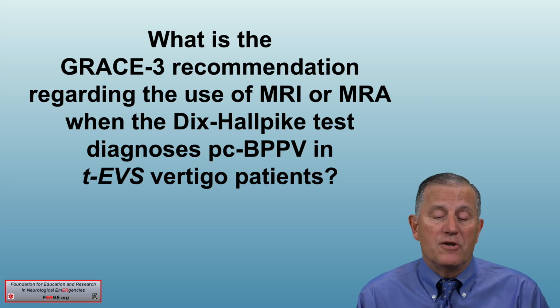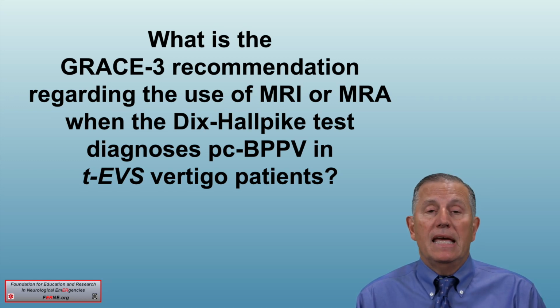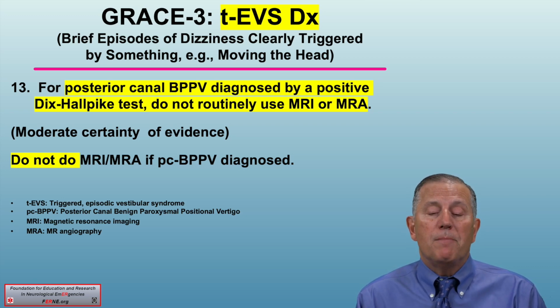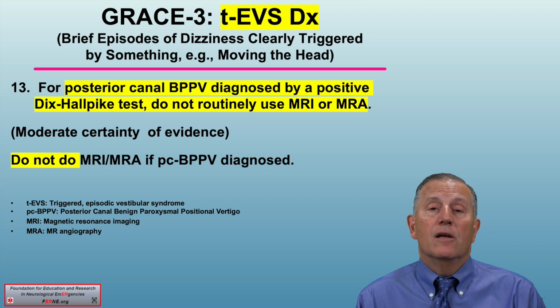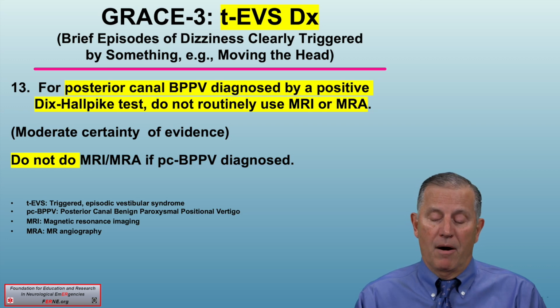What is the GRACE 3 recommendation regarding the use of MRI or MRA when the Dix-Hallpike test diagnoses PC-BPPV in these triggered episodic vestibular syndrome vertigo patients? The recommendations state, for posterior canal BPPV diagnosed by a positive Dix-Hallpike test, do not routinely confirm by using an MRI or MRA. There's a moderate certainty of evidence in the published literature to support this recommendation that says, when you diagnose PC-BPPV, do not do an MRI or MRA.